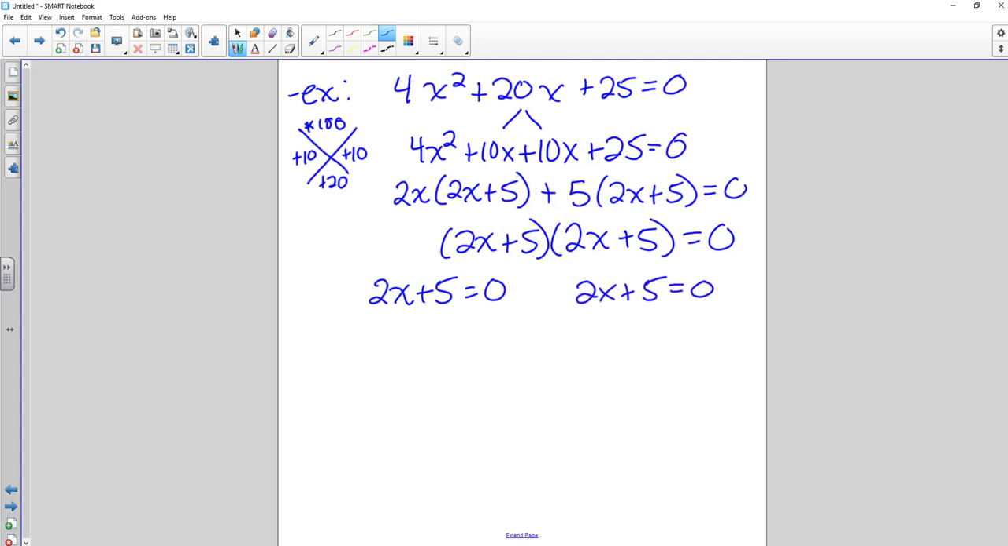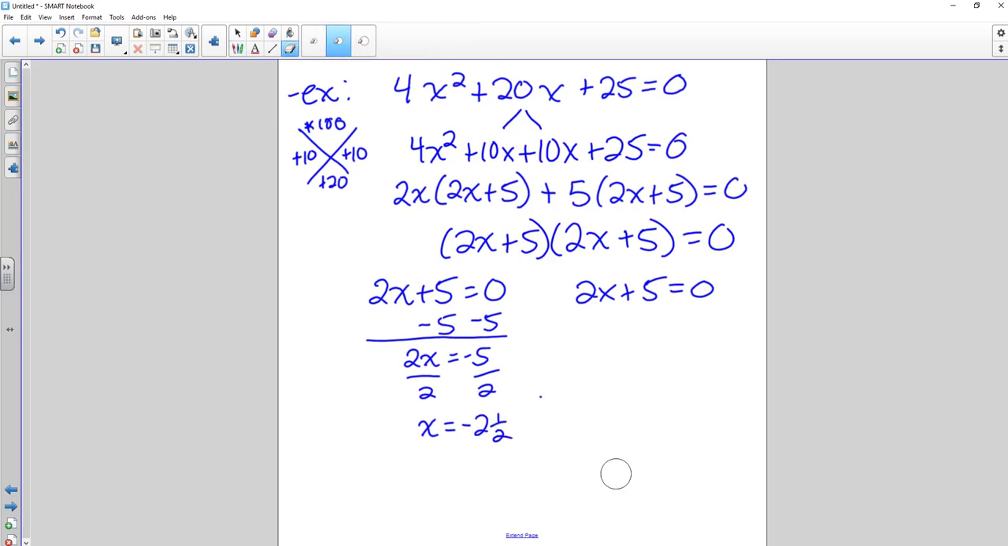And if you remember, this is a perfect square trinomial. So if I solve this one for x, 2x equals -5, divided by 2. X equals -5/2 or -2.5. If I solve the other one, I'm going to get the same answer. So I really don't need to keep going. So here's one case where I don't get 2 answers even though I have an x squared, because it ends up being the same answer.